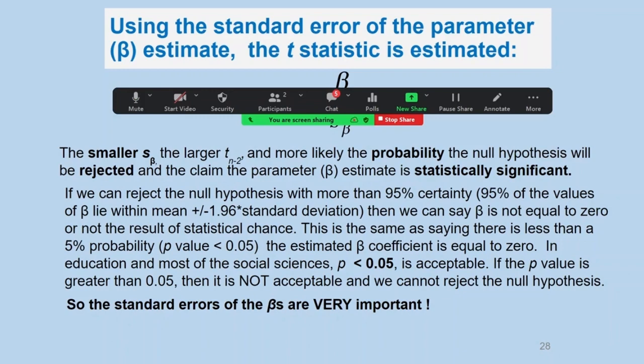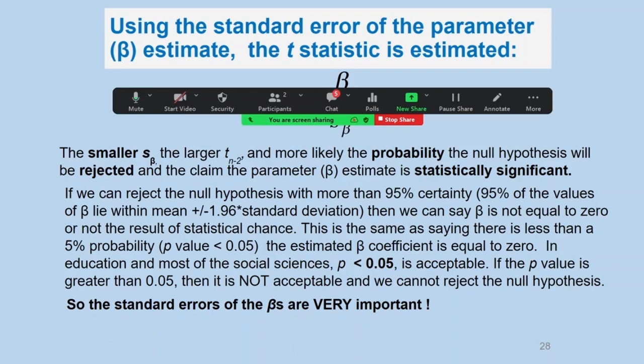If we reject the null with more than 95% certainty, meaning 95% of the values of beta lie between plus or minus 1.96 standard deviations, then we can say beta is not equal to 0, or not the result of statistical chance. So whatever result we get, when we reject the null, we're saying that result is not due to statistical chance.